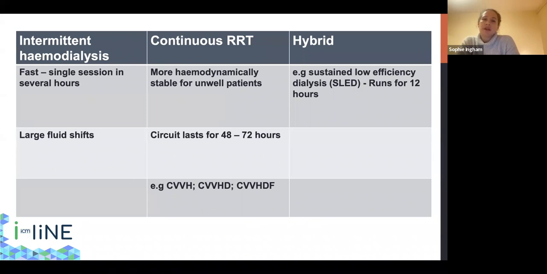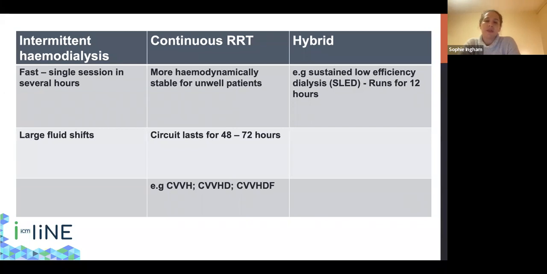Continuous renal replacement therapy lasts for a much longer period of time, 48 to 72 hours. You get smaller fluid shifts because it's done over a longer period of time, which means it can be used in patients who are more unwell. So it's more hemodynamically stable for those septic patients or those with acute renal failure. Examples of this are CVVH, CVVHD, and CVVHDF.